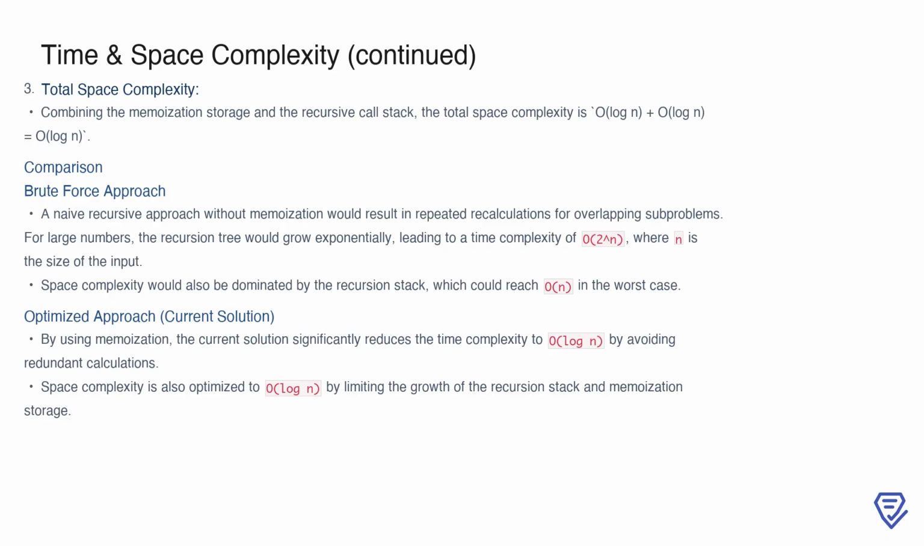Comparing this to a brute force approach, the difference is significant. In a naive recursive solution without memoization, calculations would be repeated for overlapping subproblems, leading to an exponential time complexity of O(2^n), due to the rapid growth of the recursion tree. Additionally, the recursion stack in such a naive solution could grow to O(n) in the worst-case scenario, significantly increasing space usage. By contrast, the optimized approach leverages memoization to avoid redundant calculations, reducing the time complexity to O(log n). The space complexity is also minimized, as both the recursion stack and memoization storage are limited to O(log n).